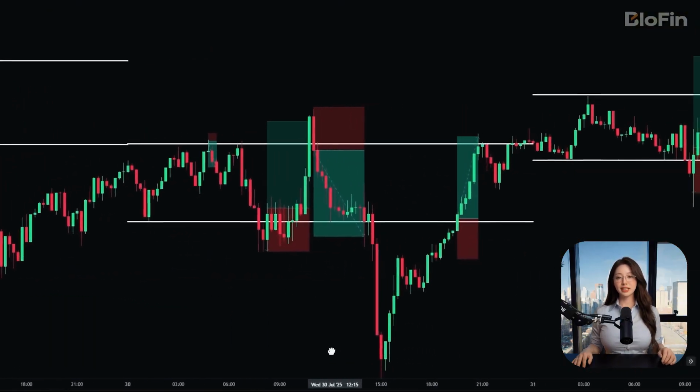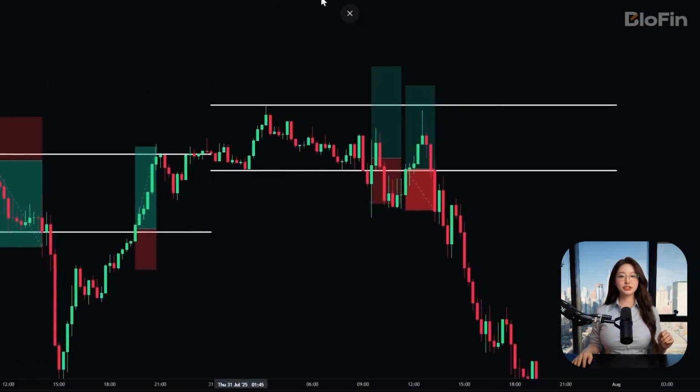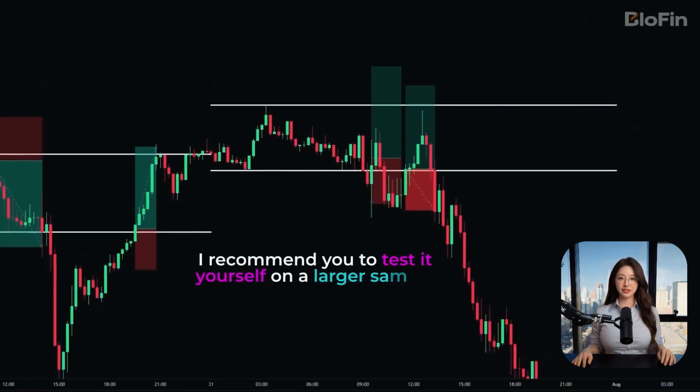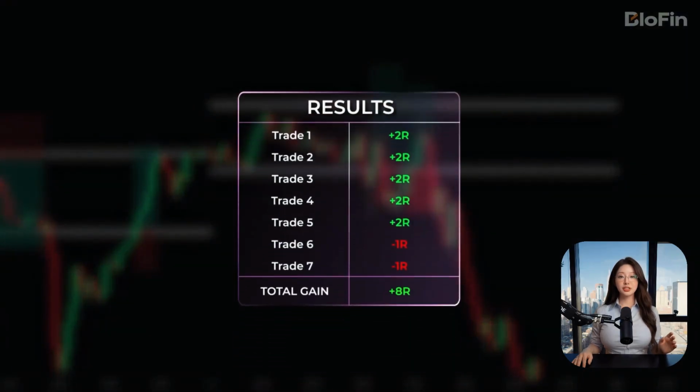Now, of course, if we want to get a more accurate performance, we would need to backtest using way more than just 7 trades. So I definitely recommend you test it yourself on a larger sample, but the point of this is just to show that even with using just the basic version of the system, it can achieve profitability in real trading scenarios.